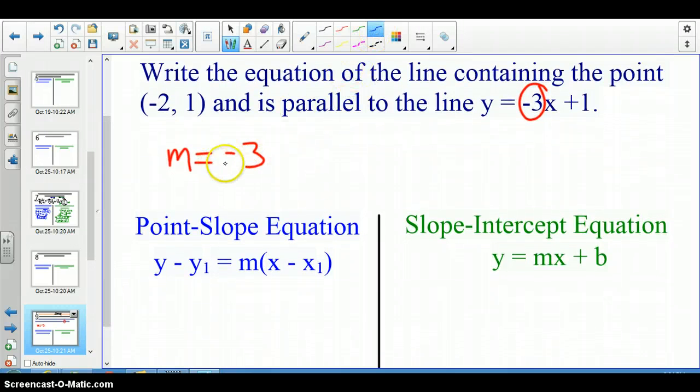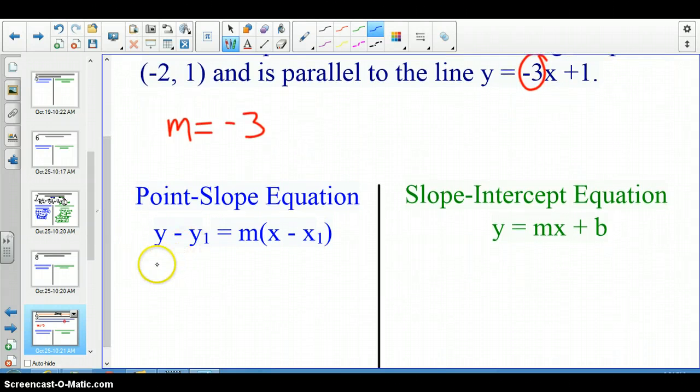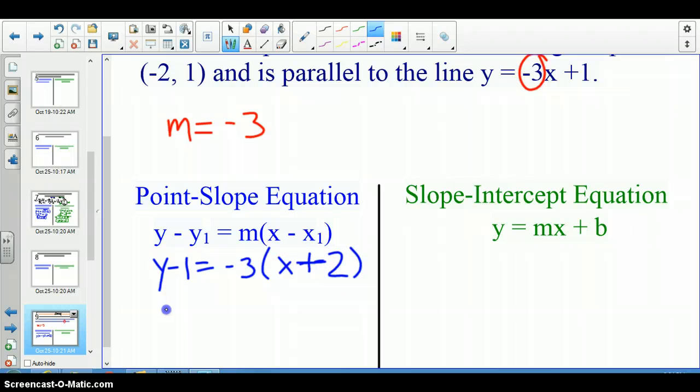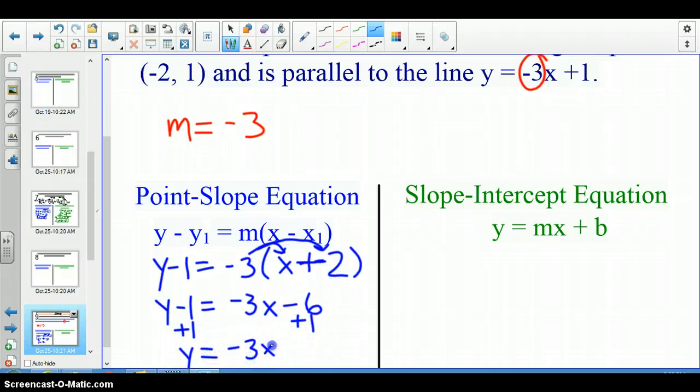Now, you have your slope, you have your point here. Plug those numbers into whichever equation you think is the easiest. So I'm going to do both problems, and then you can double check it, okay? So here, x minus a negative 2, 2 negatives make a positive. So now I'm going to distribute. Negative 3 times x is negative 3x. Negative 3 times 2 is negative 6. Add 1 to both sides. So I get y equals negative 3x minus 5.